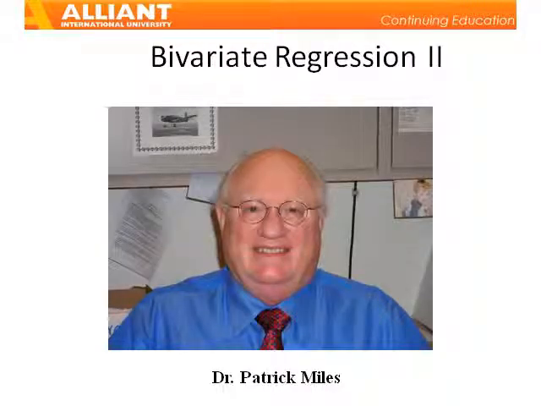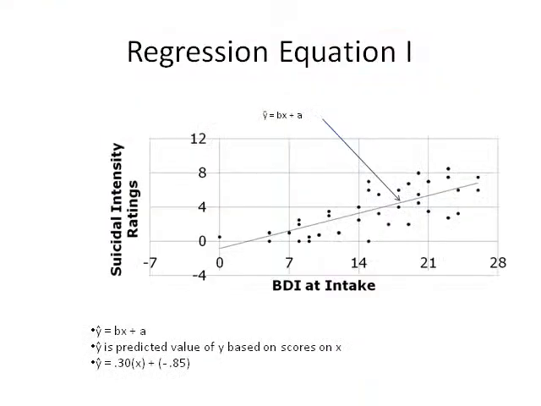In this class, we will continue our discussion of bivariate regression by focusing on the elements of the bivariate regression equation. Regression is frequently represented in an equation. In bivariate regression, the equation is the old formula from geometry used to draw a straight line, or y hat equals bx plus a.